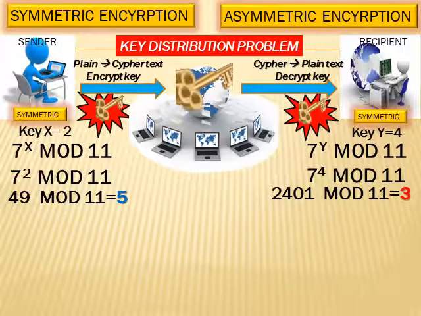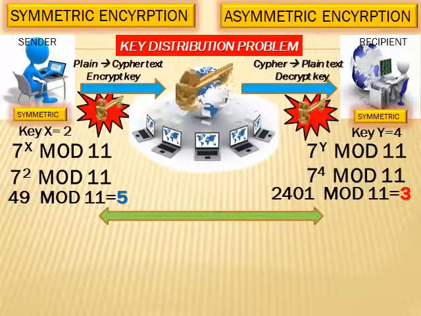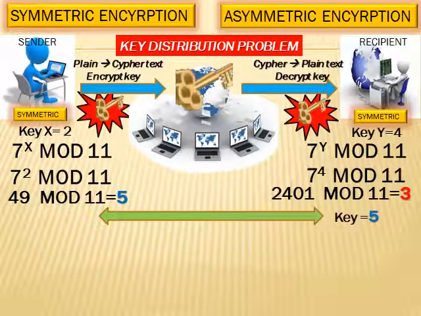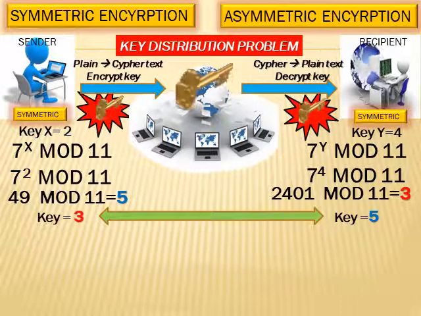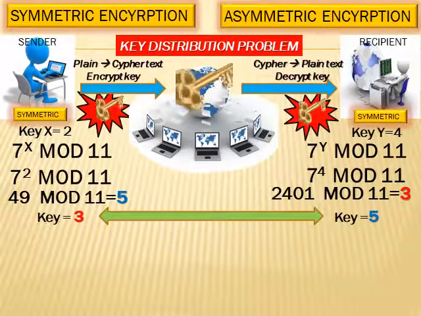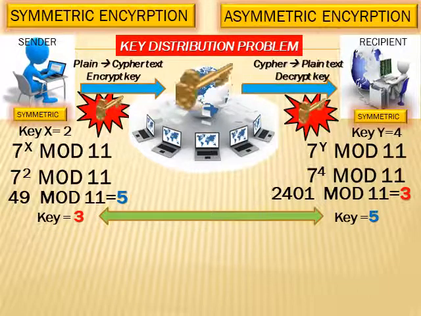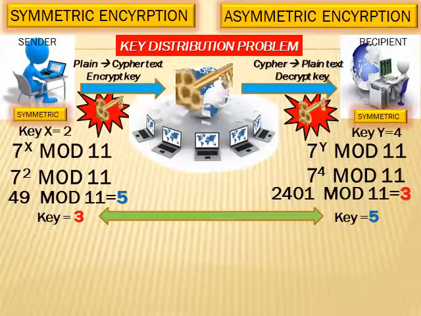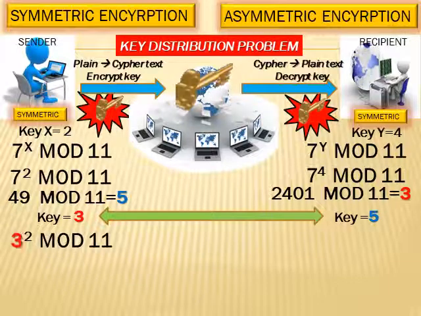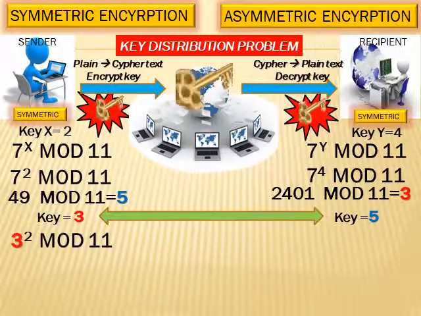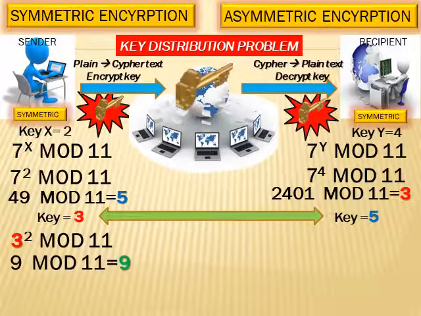In step 3, the sender now sends the key value equals 5, which is the remainder. The recipient will also send the key value equals 3, also a remainder. Both parties are exchanging the keys. In step 4, both sender and recipient will perform a calculation using the same algorithm. The sender uses the key equals 3 and applies it to this algorithm: 3 to the power of x, which is 2 from step 1, mod with 11.